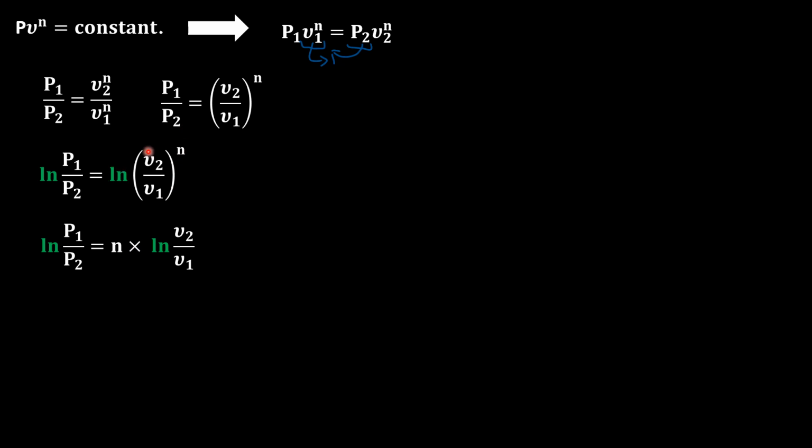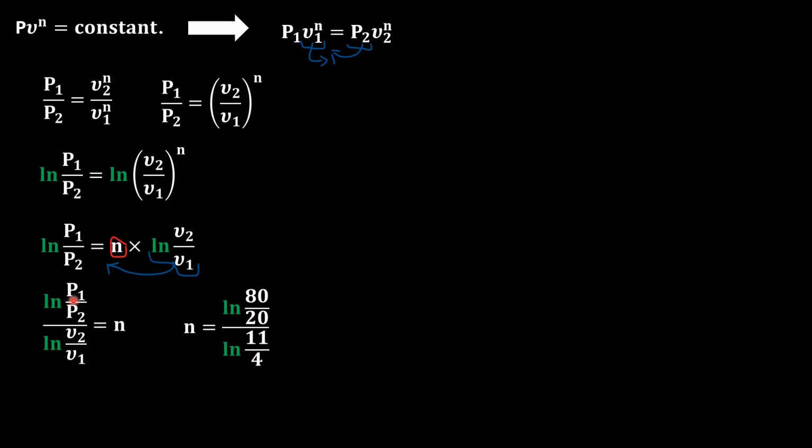And using log rules, the n will go down here. And then we can move ln to the other side of the equation, from multiplication to division, and that's what we have in here. And we plug in the values that we are given, and we found that n is 1.37.